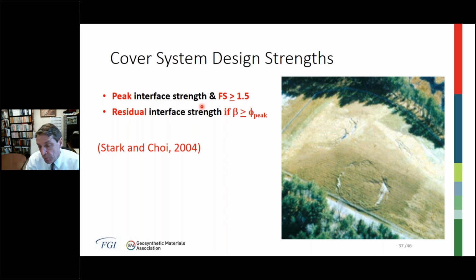If, for example, the landfill has slopes that are steeper than your peak interface friction angle, where beta is the slope angle, then you should use residual interface strengths for your cover analysis. But if the landfill or the slope is reshaped such that the peak friction angle is greater than the slope angle, peak interface strengths can be used with a factor of safety greater than 1.5.